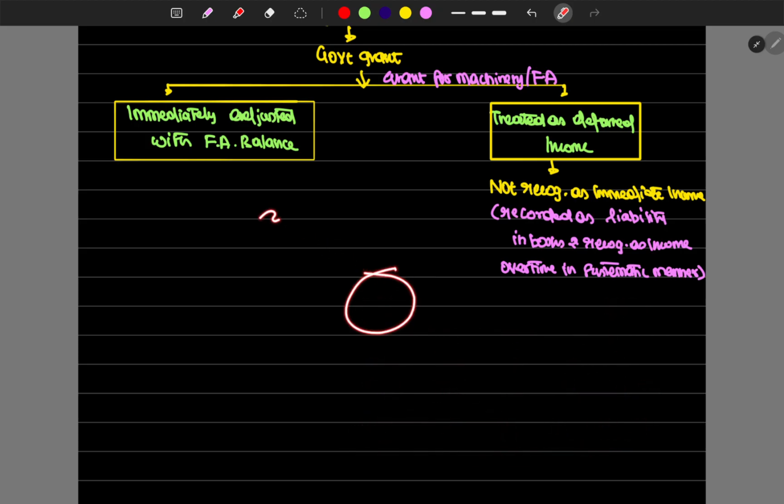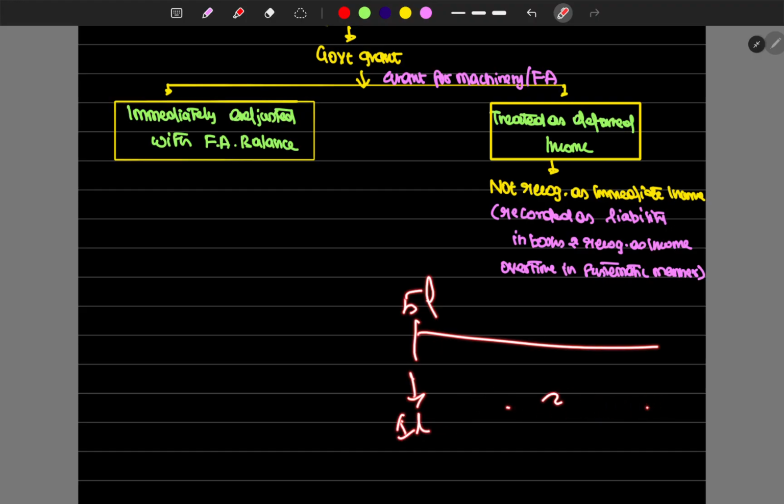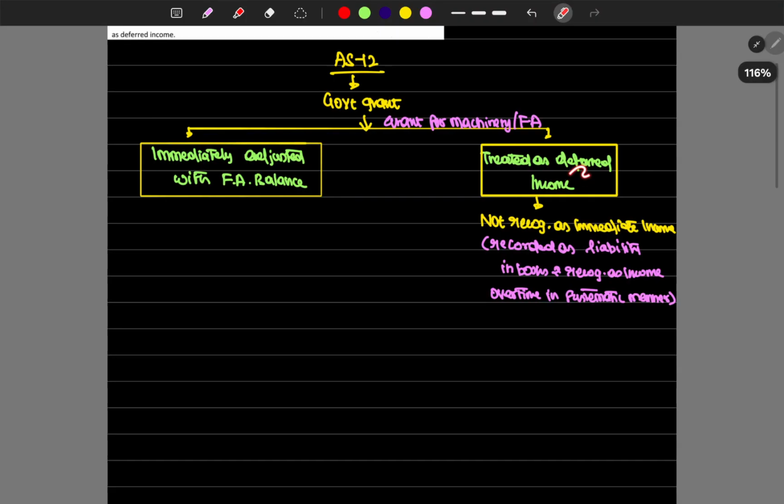Okay, in the first method I'm recognizing the amount immediately, 5 lakhs adjusted with the FA, but here we are recognizing the 5 lakh in a systematic manner, 1 lakh, 1 lakh, 1 lakh till the end of the asset's useful life. That's the main difference, which is called deferred income. We treat it as a liability in the first place, then on a periodical basis it will be recognized as income over time.